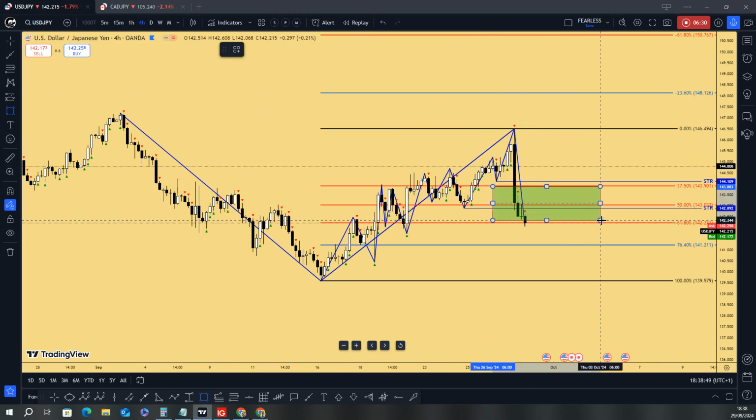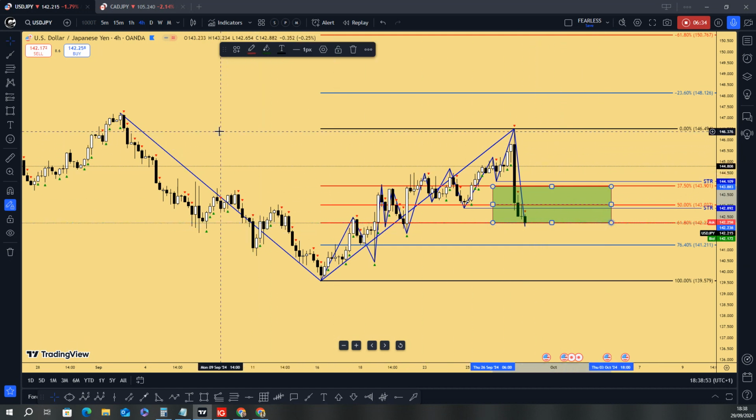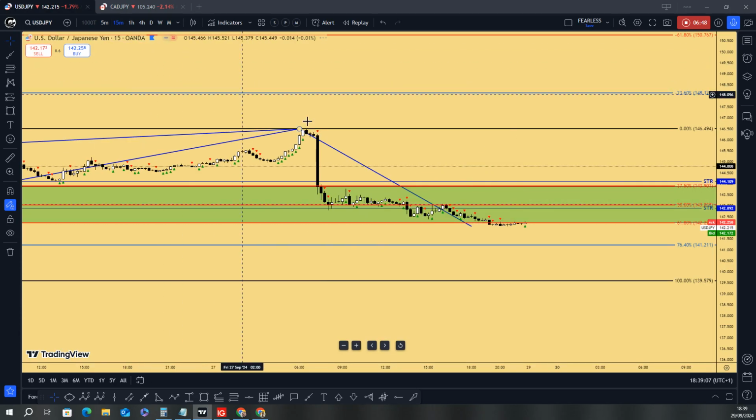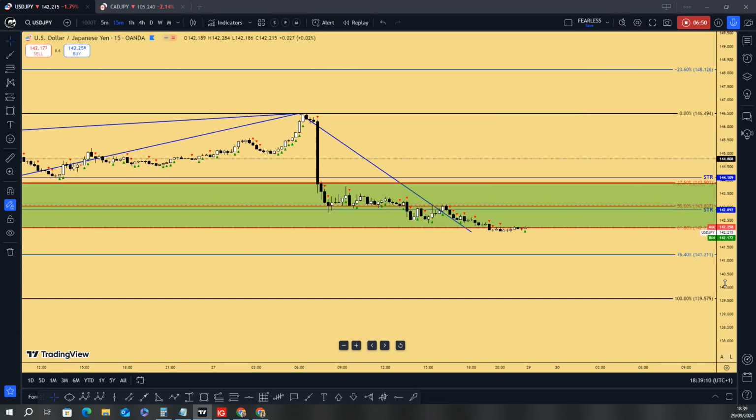Price has traded into the buy zone of the Fibonacci. So from here, we want to be looking for buying opportunity in the US dollar Japanese yen from where it is right now. We can go down into maybe 15 minutes charts just to see what is going on here.